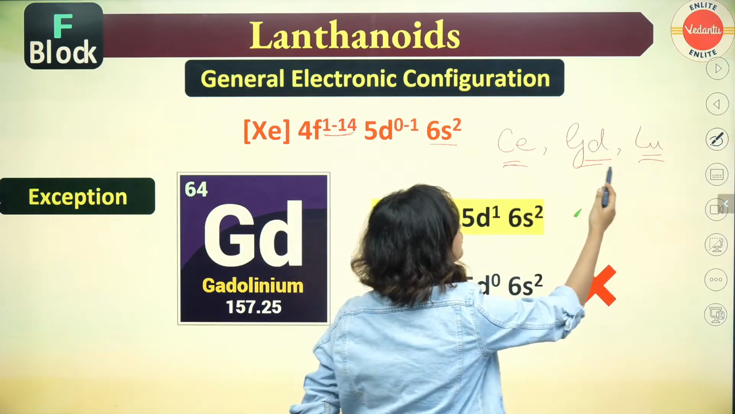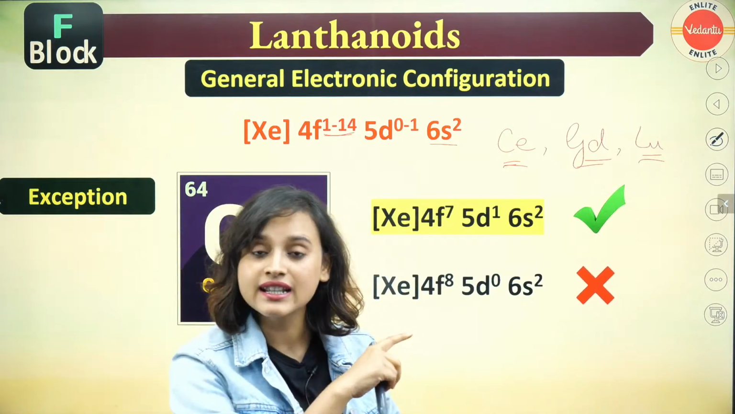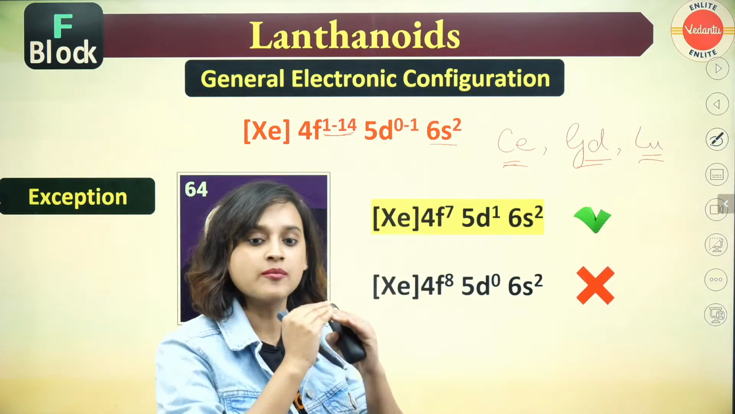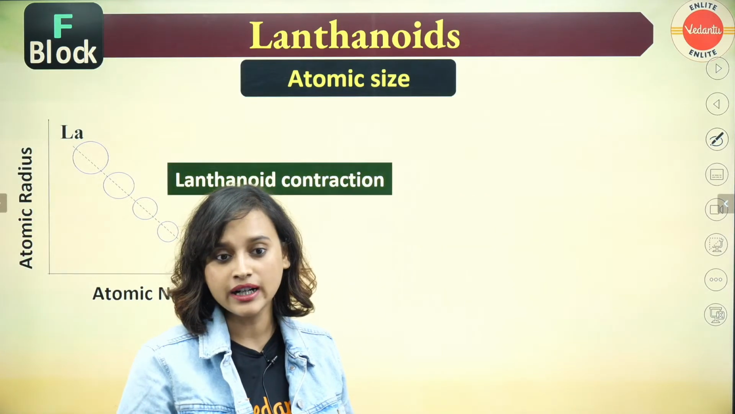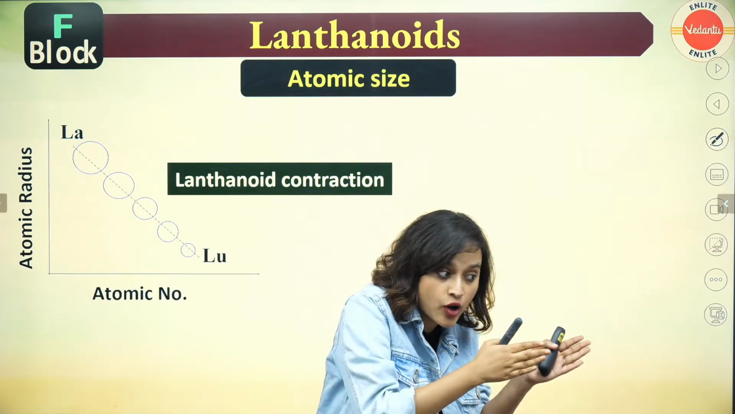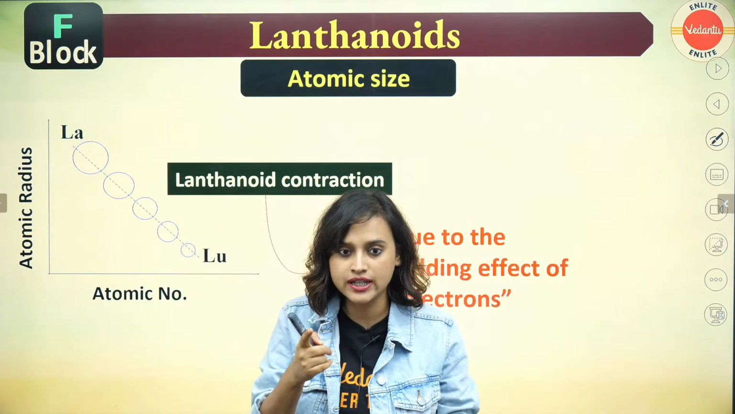So cerium, gadolinium, lutetium, these are the exceptions. In these three elements, you will see that from F it jumps to D. Will you remember it, everyone? Now in lanthanoids, what do we expect? We expect that when it moves from left to right... Why Ce? You want to see?